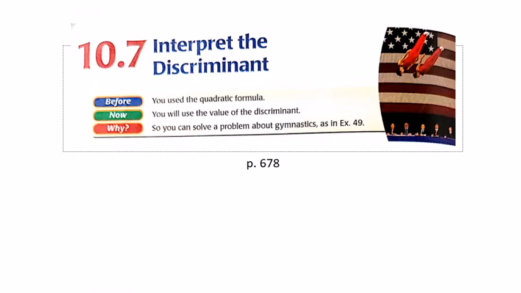Konnichiwa! In this video, we're going to be discussing section 10.7, Interpret the Discriminant. This begins on page 678. So in our previous video and previous section, we had discussed the quadratic formula. So the discriminant is going to be one piece of that quadratic formula, and we're going to interpret, whether it comes out to 0, negative, or positive, what that means for our graph.